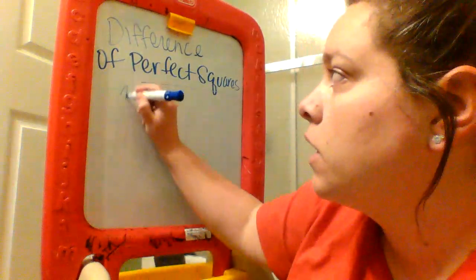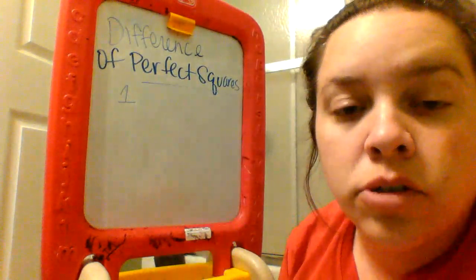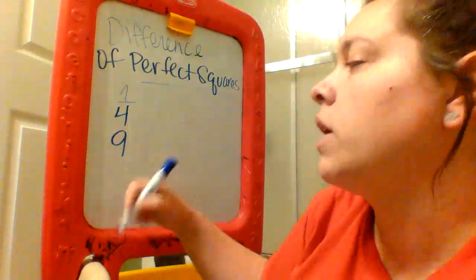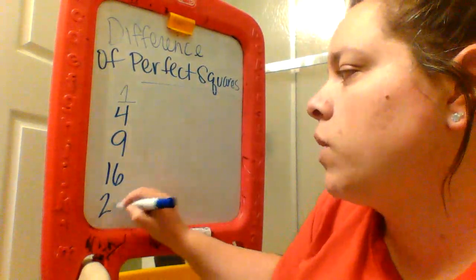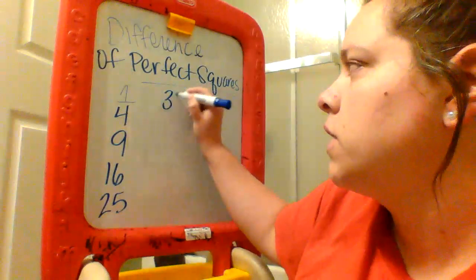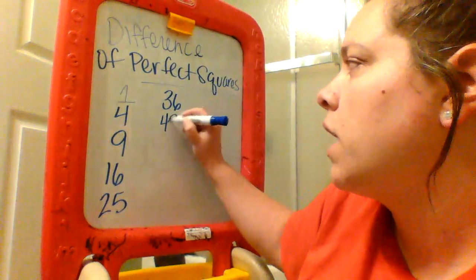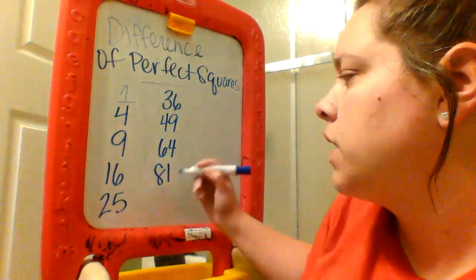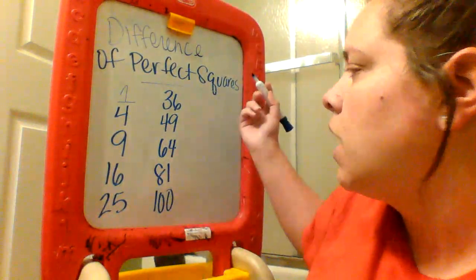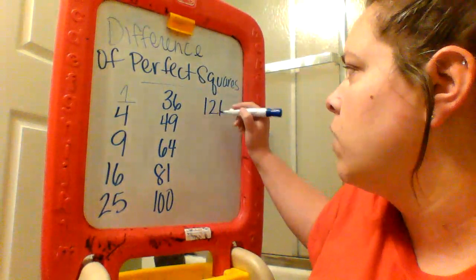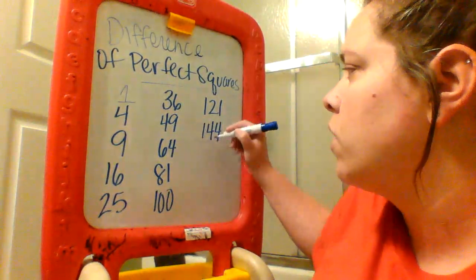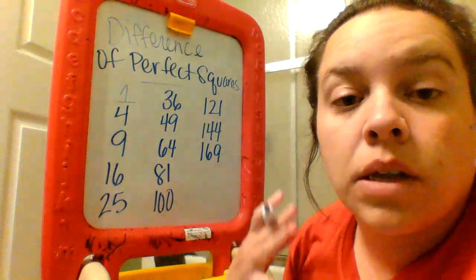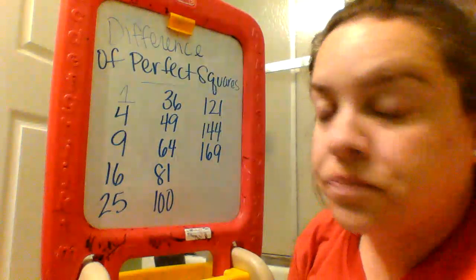1 squared is 1. 2 squared, 2 times 2 is 4. 3 squared is 9. 4 squared is 16. 5 squared is 25. 6 squared is 36. 7 squared is 49. 8 squared is 64. 9 squared is 81. 10 squared is 100. 11 squared is 121. 12 squared is 144. 13 squared is 169, and so on. Perfect squares are numbers that have been squared.